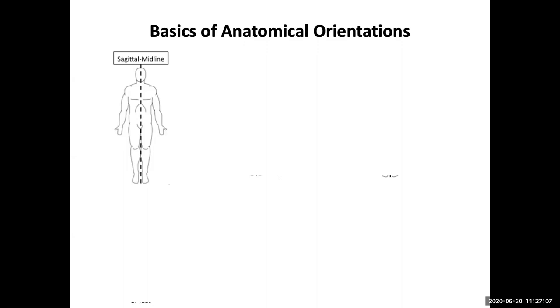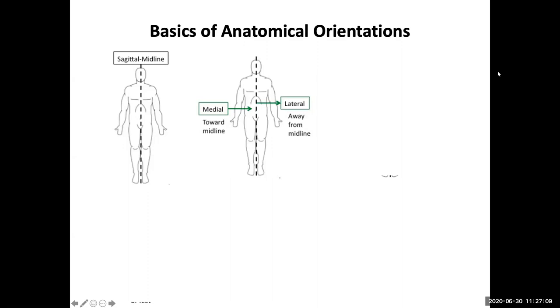And so one of the things that we'll look at here is what is considered to be medial and lateral. So medial is going to be any indication that what we're referencing is towards the midline, whereas lateral is going to be any indication of anything that's away from the midline.